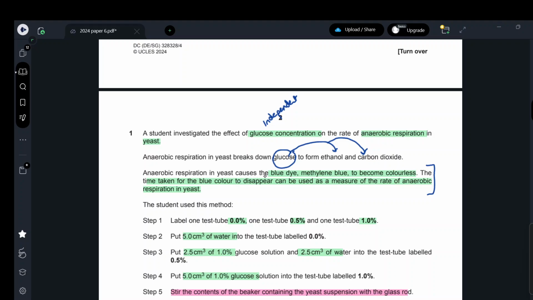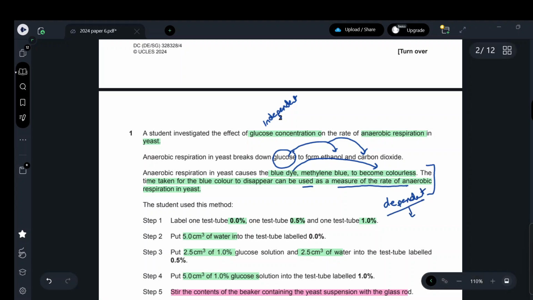Anaerobic respiration causes the blue dye methylene blue to become colorless. It causes a change in color from blue to colorless. The time taken for the blue color to disappear is used as a measure of the rate of respiration. So this is my dependent variable here. This is my dependent variable. This is my results in this experiment.